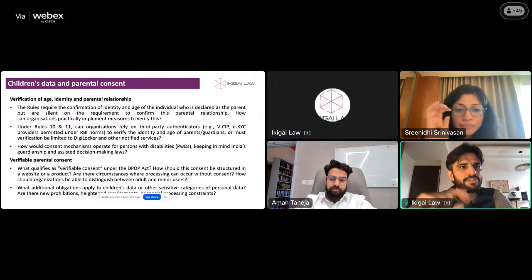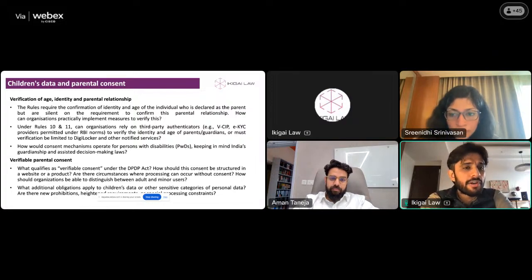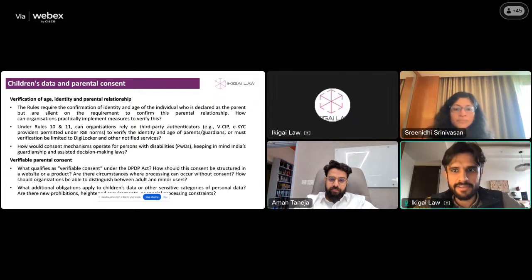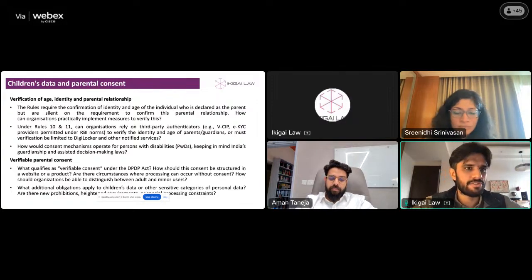And on this verification that this person is an adult, and the pathways that the rules give us, 10(1)(b) obviously talks about identity details issued by government entities. Is this limited to DigiLocker, or can organizations use other authenticators like eKYC, VCIP? I think there's a couple of those mentioned in the question.